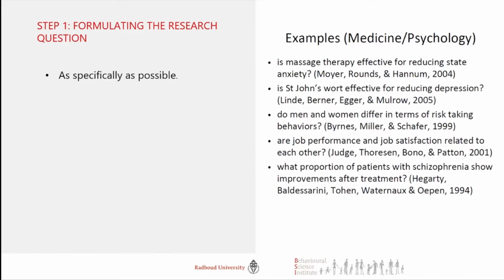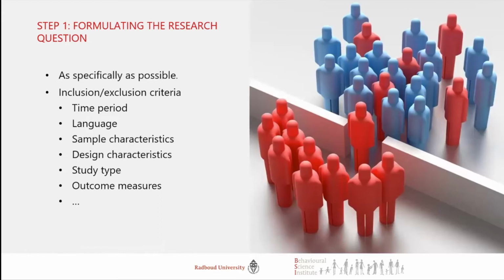Some better examples are here. Is massage therapy effective for reducing state anxiety? Or do men and women differ in terms of risk-taking behaviors? Or what proportions of patients with schizophrenia show improvements after treatment? So these are specific. And to be more specific, you define inclusion and exclusion criteria, such as the time frame in which you want the studies to be performed. For me, I started from the time attachment theory was established. Which language? It's recommended for systematic reviews to go beyond English and look at other languages, but I cannot afford other than English, except for Persian. Sample characteristics: for example, I wanted adults involved in romantic relationships. Design characteristics and study types: whether you want to include only published, peer-reviewed papers, or also gray literature, which is also recommended. And what outcome measures should be there, etc.